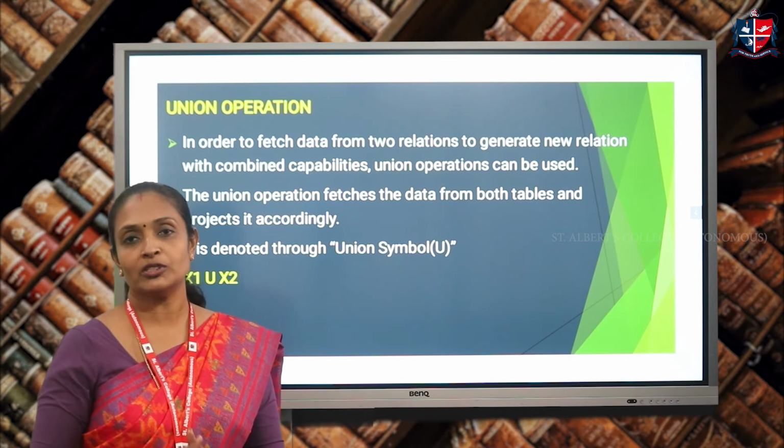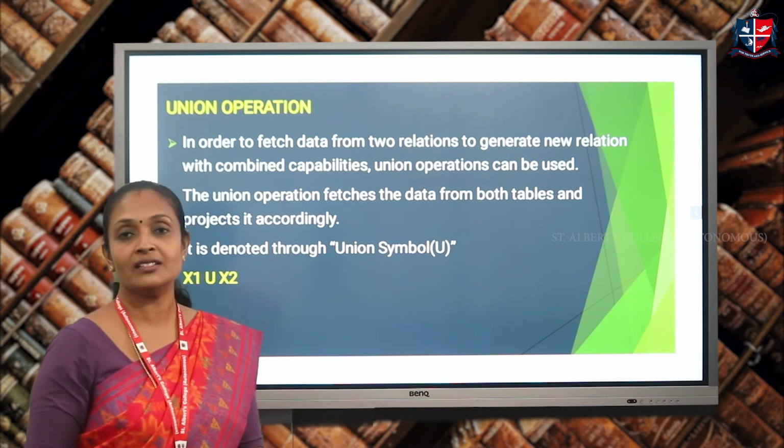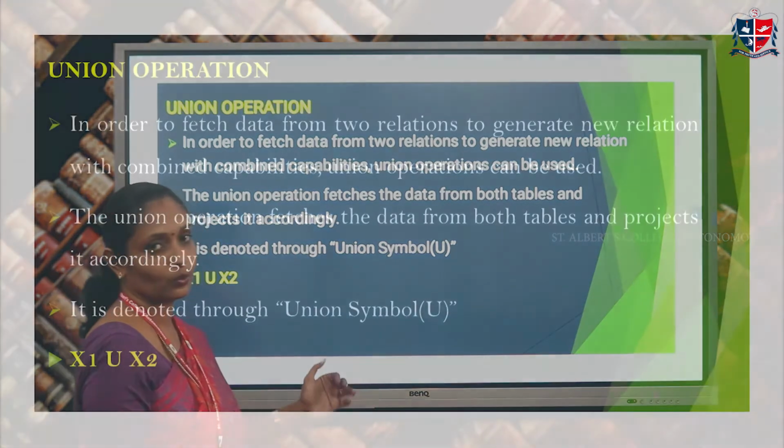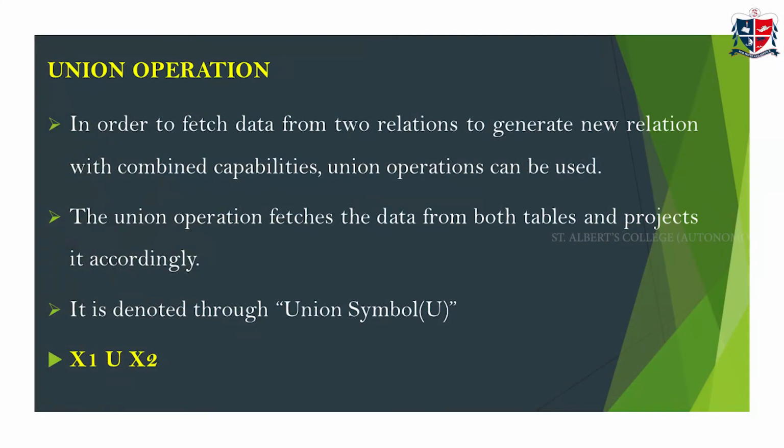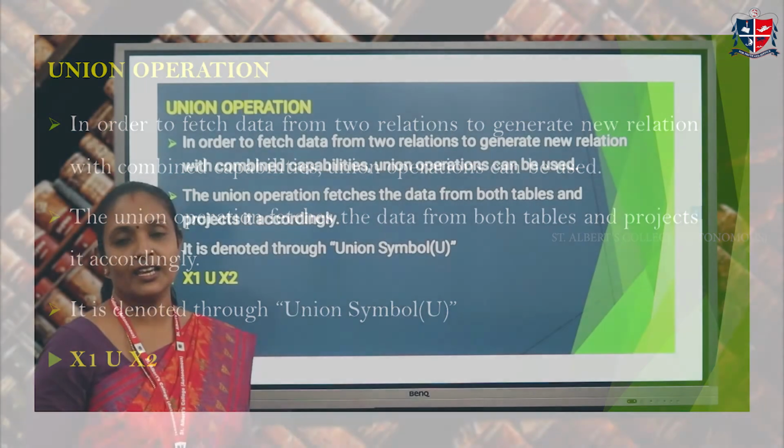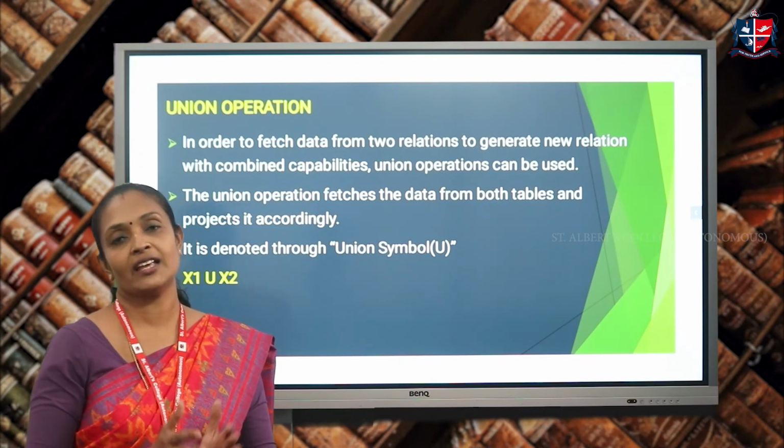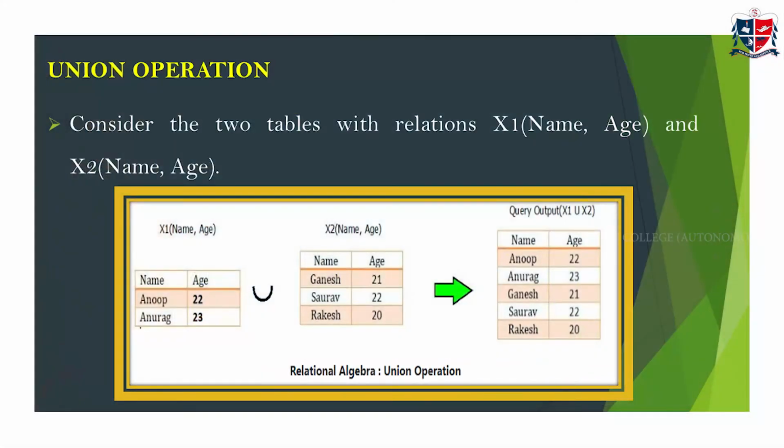In relational algebra, the union operation is represented by the symbol U, and the syntax is x1 U x2. Here x1 and x2 are relations and U represents the union operation. It combines both the relations and takes the required result.